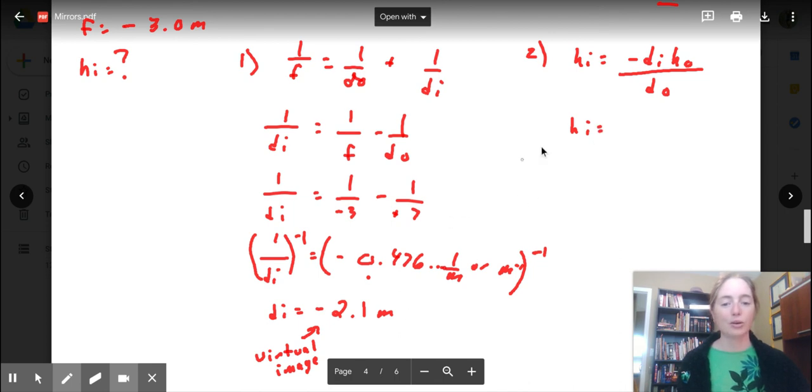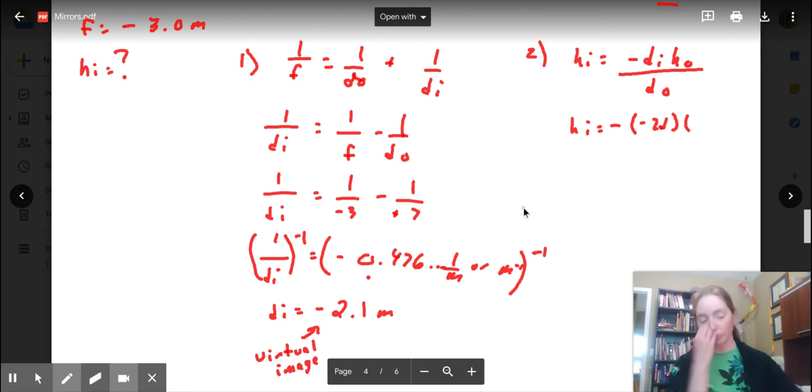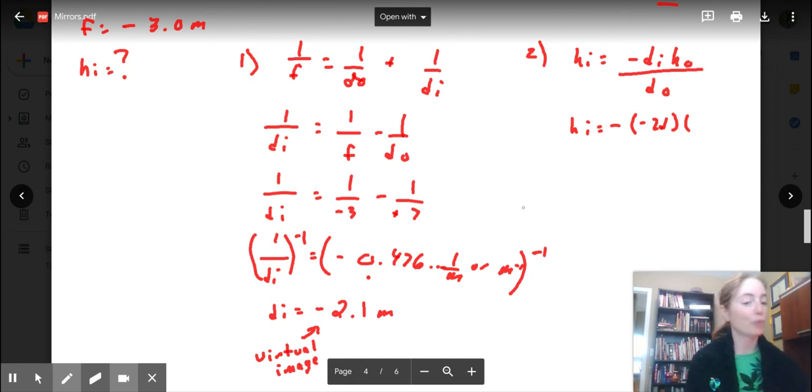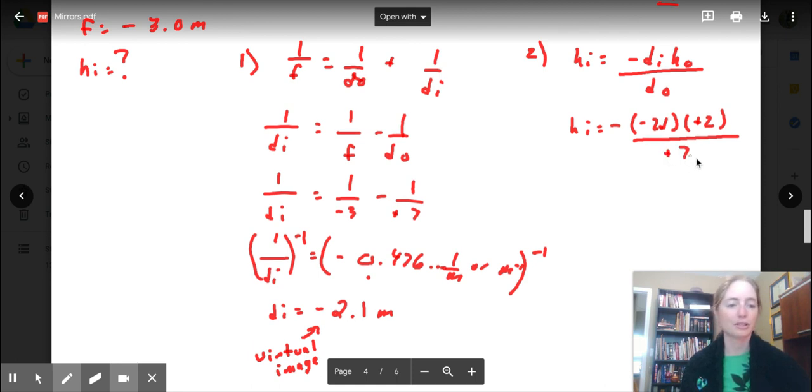So I've got, now this negative, don't drop that because we have a negative here. You keep that. That negative is external. So negative of our -2.1, that's a decimal, times, use all numbers in your equation. Don't forget. Okay, no rounding until the end. And the height of our object is +2 meters. And the distance of the object is +7 meters.